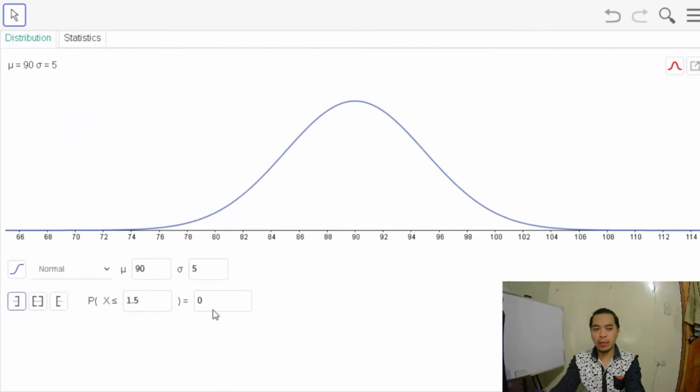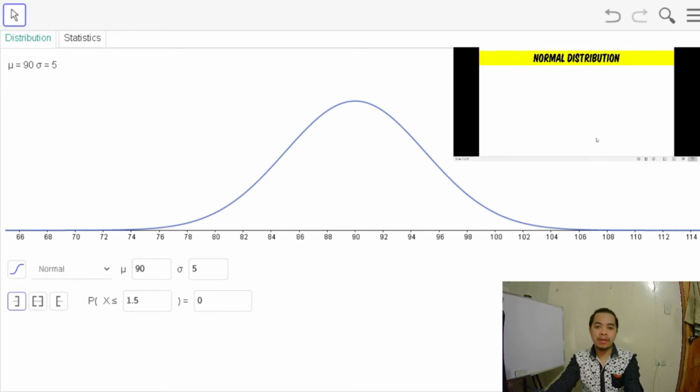I will be showing you some problems that can be answered by this particular view of GeoGebra. Here is our first problem related to a normal distribution. Again, normal distribution is a continuous random variable x having a bell-shaped distribution that is so evident in our graph. So whatever mean and standard deviation we choose, it's still a bell-shaped distribution.